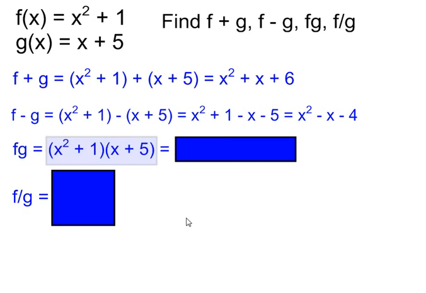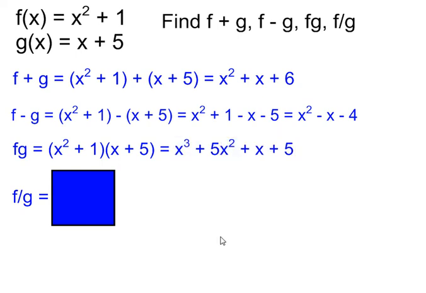When we multiply f times g, this is just like FOIL, or distributive property. We will take x squared times x, x squared times 5, 1 times x, 1 times 5. When I do this, I get x to the third plus 5x squared plus x plus 5. Notice in this situation, there are no terms that can be combined together.